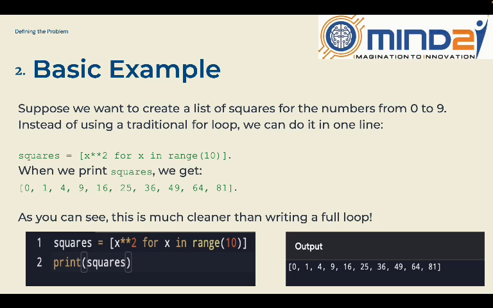Now, let's move on to a basic example. Let's suppose we want to create a list of squares for the numbers from 0 to 9. Instead of using a traditional for loop, we can do it in one line. As you can see in the example, we can write squares equals x star star 2 for x in range 10. So basically what this indicates is that from 0 to 9 we're going to get the squares. When we print squares we get the below mentioned output. As you can see, this is the output.